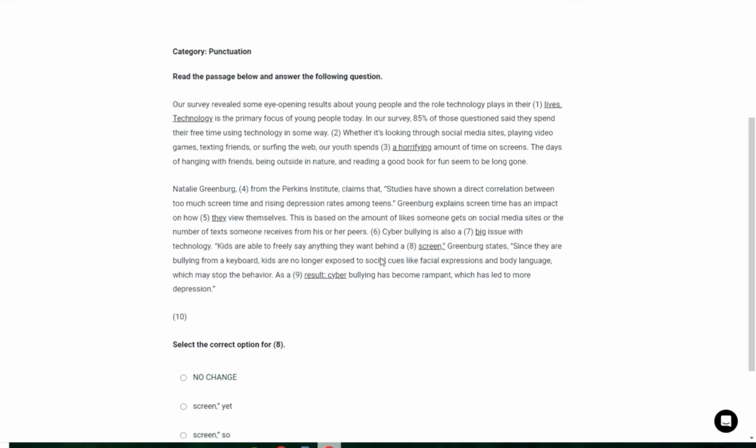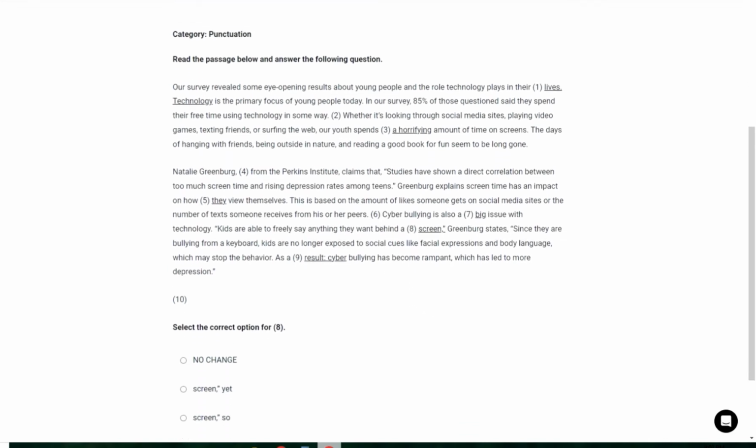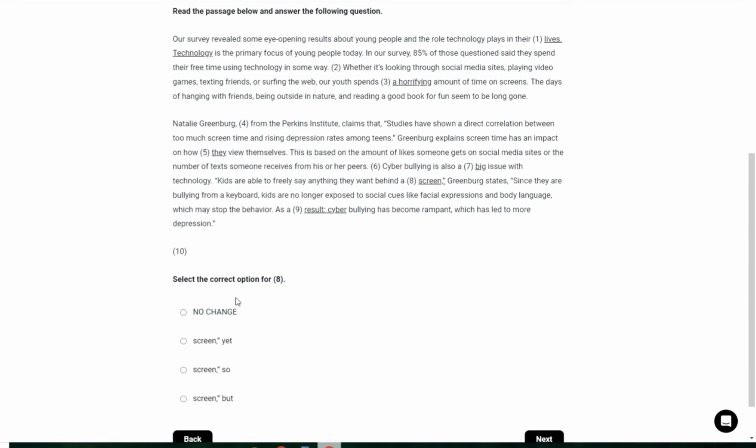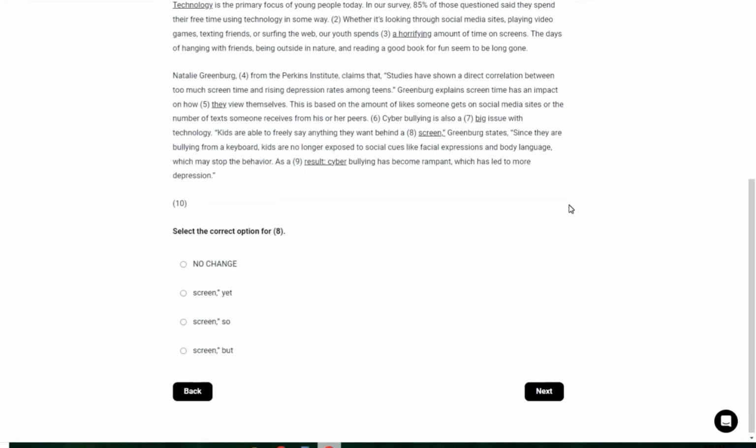Okay, for our next one on this passage, we're going to be looking at this number 8 right here. It's saying kids are able to freely say anything they want behind a screen. Okay, and it's saying, how can we do this? Greenberg states is what comes after it, since they are bullying from behind a keyboard. So why don't you guys take some time and see what you get.